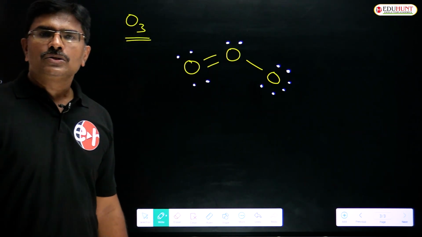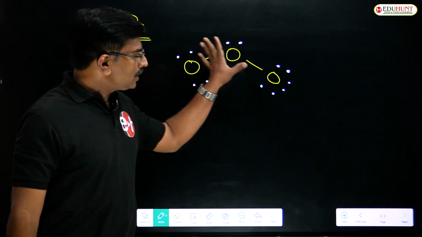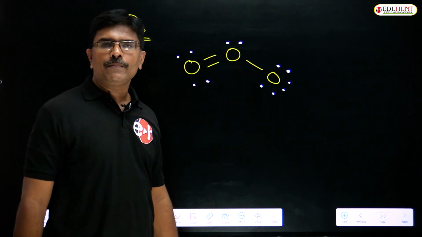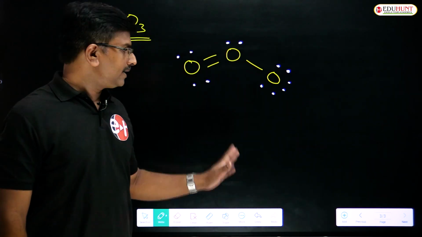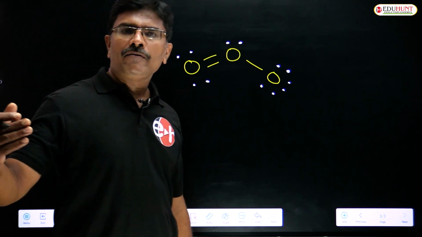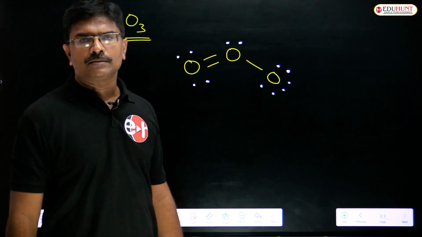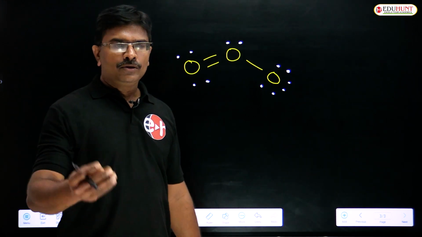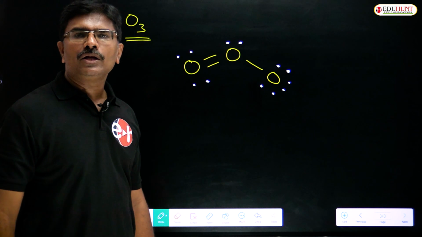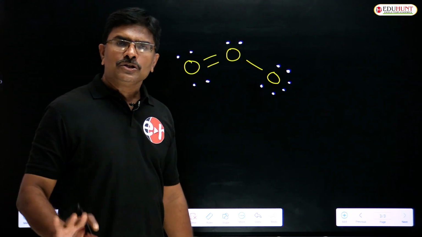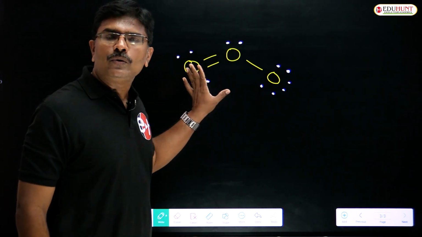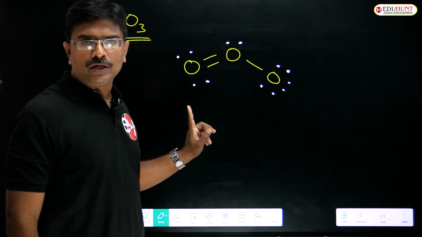Okay, so this is how we have to write the Lewis dot structure of the O3 molecule. In the previous classes I have explained the way to write Lewis dot structures. Please practice that so you can easily write it for any given molecule or ion. Anyhow, I have taken the Lewis dot structure for the O3 molecule.